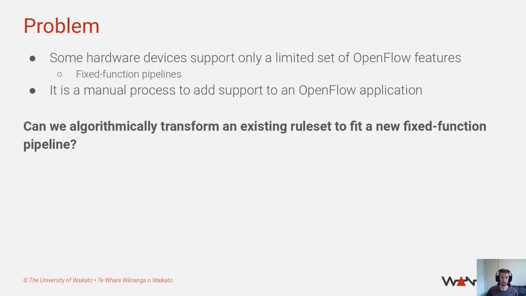So the problem that this work is looking at is that today in SDN, some hardware devices only support a limited set of OpenFlow features, in particular fixed function pipelines. And to add support for these in an application, a developer needs to modify the code manually. So the question we're asking is, can we improve this situation by using a technique to algorithmically transform an existing rule set to fit a new fixed function pipeline?